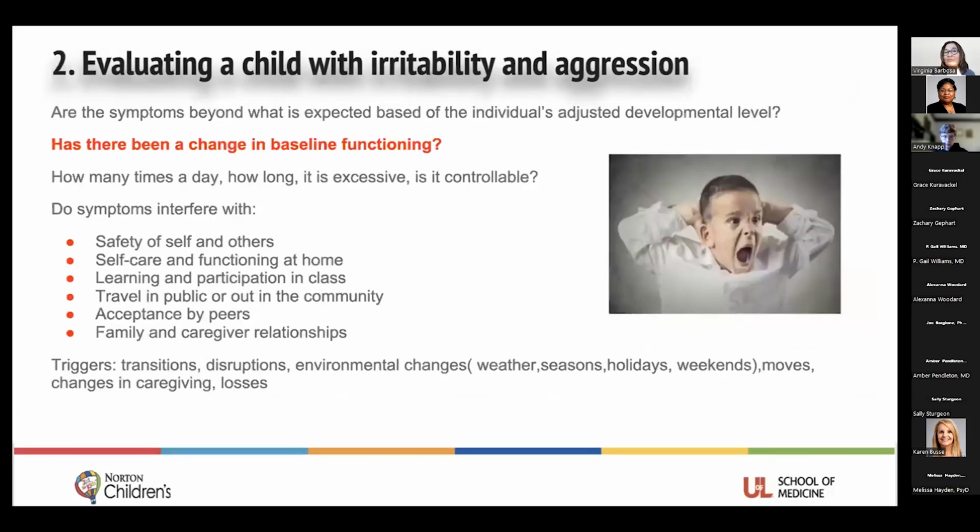So again, when we are evaluating irritability and aggression, it's always helpful to understand the quality and the change in baseline functioning that we are dealing with: how many times a day, how long, how excessive, how impactful these episodes of irritability and anger are in the child's life. So, is there a safety concern, is there difficulty participating and getting involved with peers, is there acceptance from the family? We have to think about these symptoms as highly stressful for the parents and for the child. And if they are not managed, they can generate trauma as well.